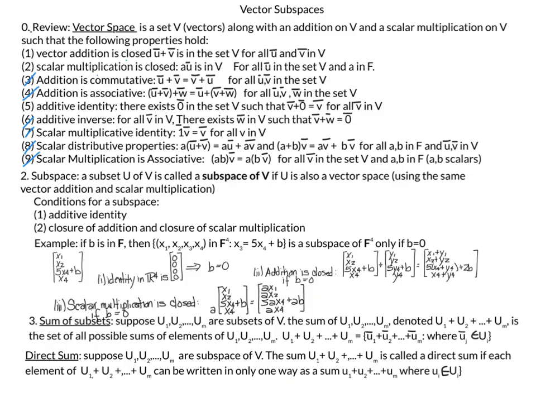And finally, we defined the direct sum. So suppose we have our subsets U1, U2 up to UM, and actually they're not just subsets, they're subspaces of V. Then the sum of subsets is called a direct sum if each element of the sum of subsets can be written in only one way as a sum of the vectors.